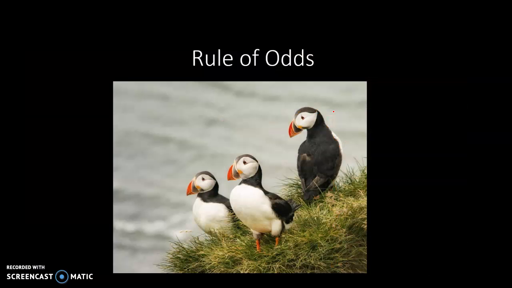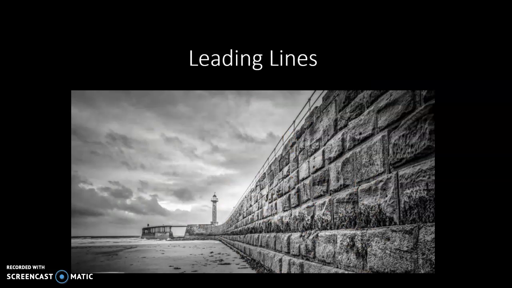Rule of odds, relatively self-explanatory. You use 1, 3, or 5 things. Once you get beyond 5, it's too many things. And if you were to just remove, for instance, this top penguin, the composition just wouldn't feel quite as good. Wouldn't look as good.